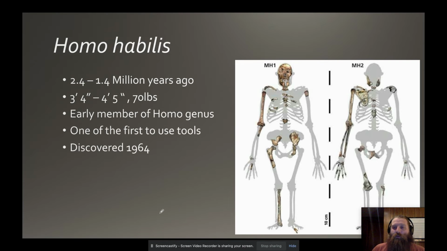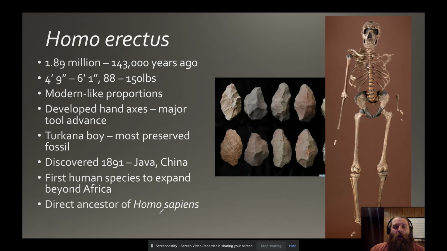Homo habilis, which dates from 2.4 to 1.4 million years ago, also around 3 to 4.5 feet, weighed about 70 pounds, and is much closer related to us. It is the first fossils that we find with evidence of tool use, discovered in 1964. Homo erectus, which means upright man, lived about 1.89 million years ago to as early as 143,000 years ago, and those are some of the fossils that we found.